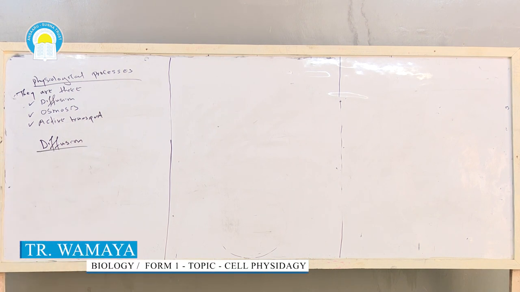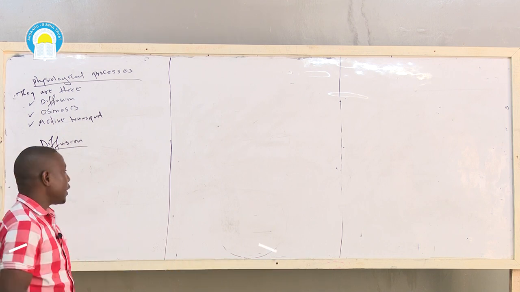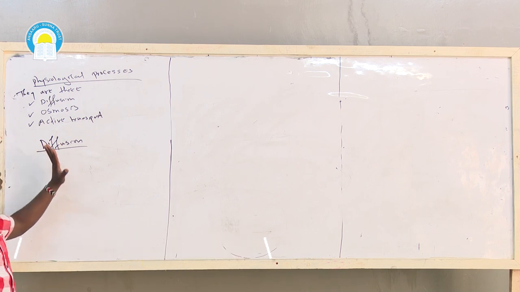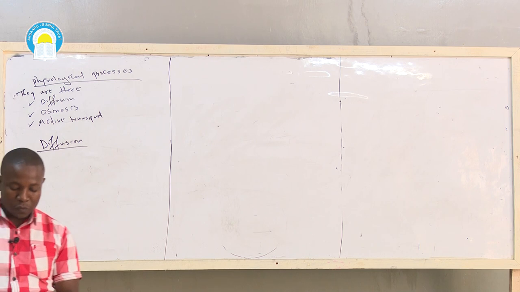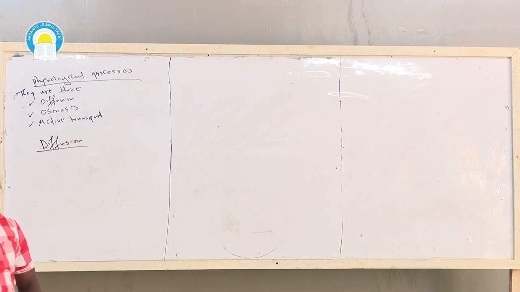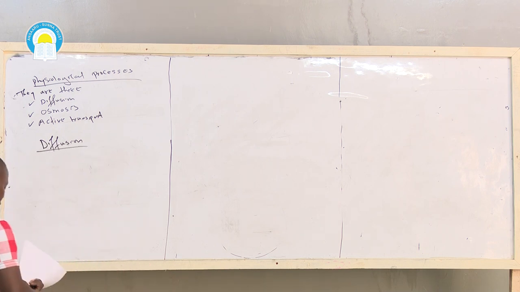So for proper functioning of the cell, we need physiological processes, and we said there are three in number: diffusion, osmosis, and active transport. Going straight away to diffusion, first we want to know what is diffusion. And definitely we start with definitions. Definition of diffusion. So, what is diffusion? The movement of particles.